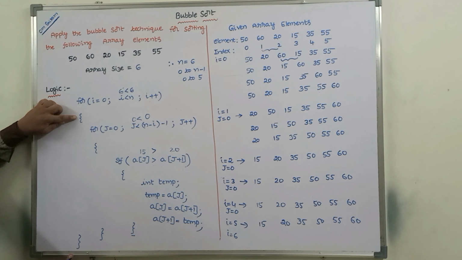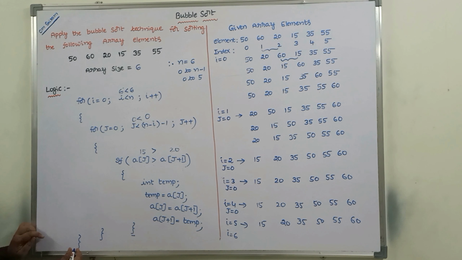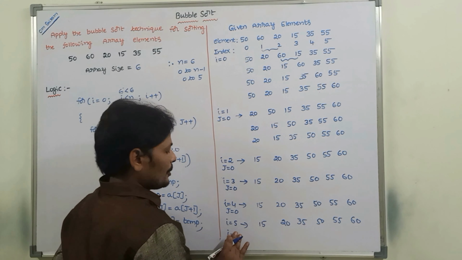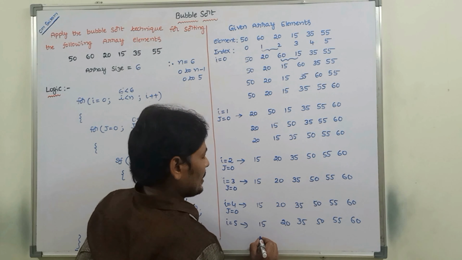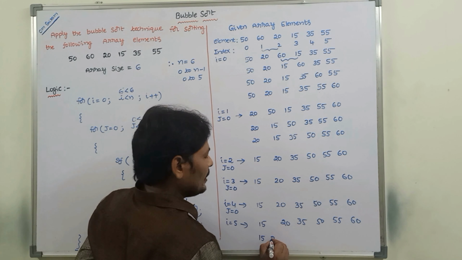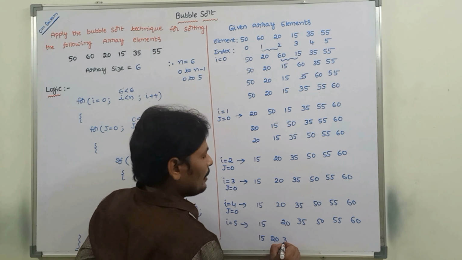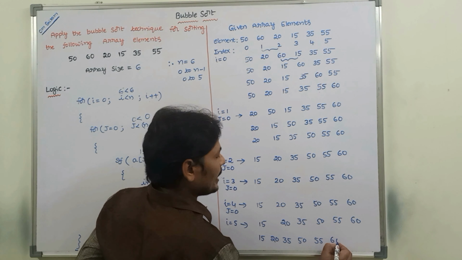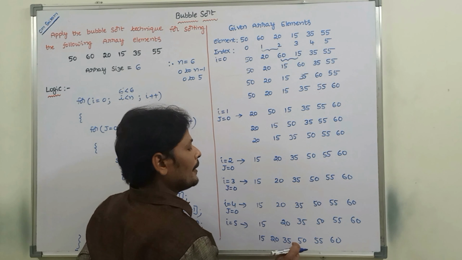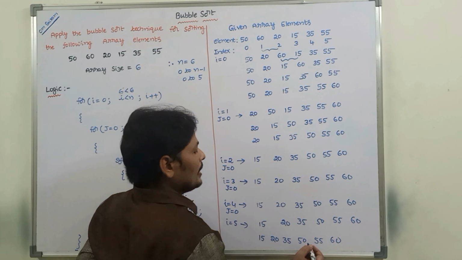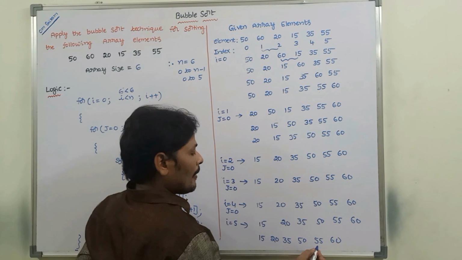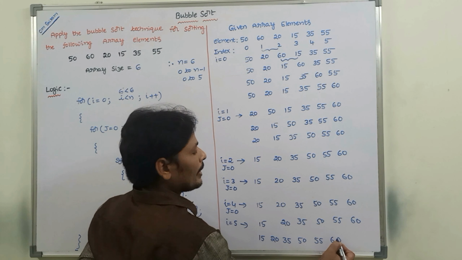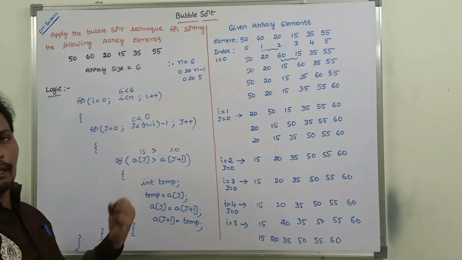So the outer for loop here starts, here ends. There are no statements after the outer for loop. Okay, so finally we are getting the sorted elements. After sorting the given array elements by using bubble sort, these are the elements we are getting: 15, 20, 35, 50, 55, 60. The given array elements are in sorted order after applying the bubble sort logic.